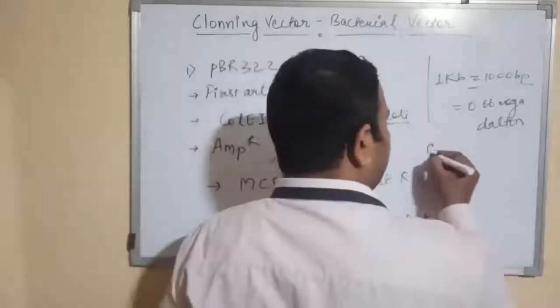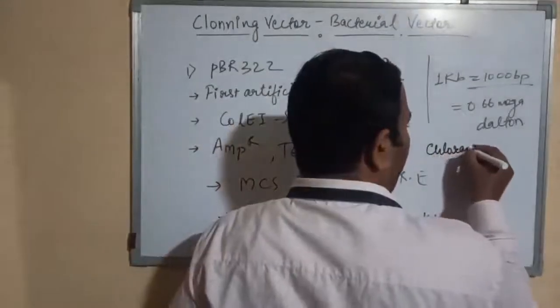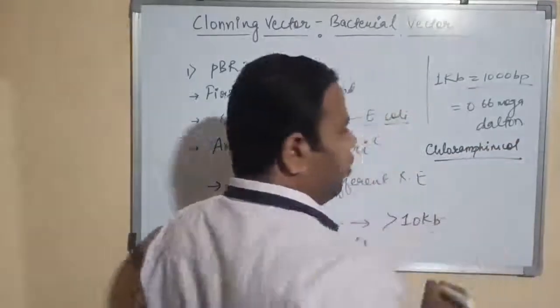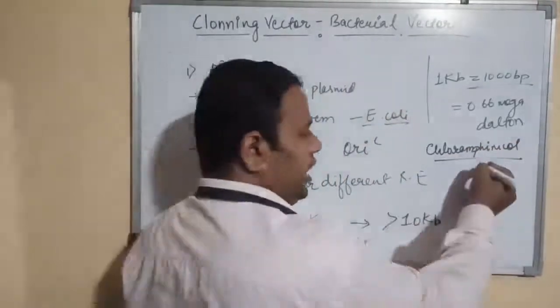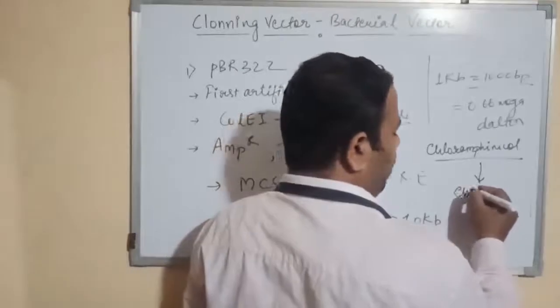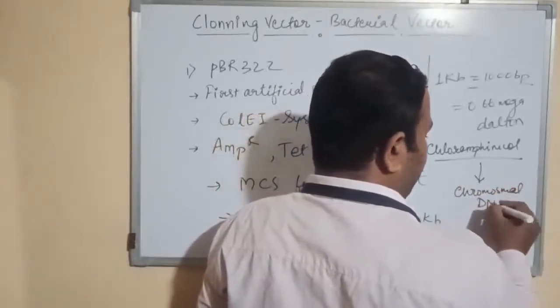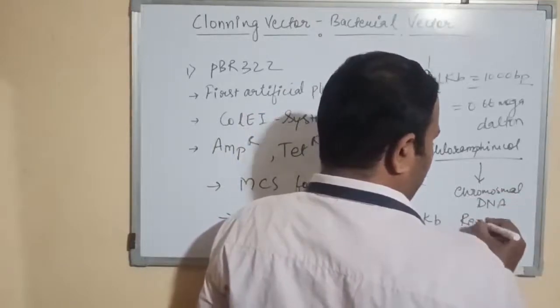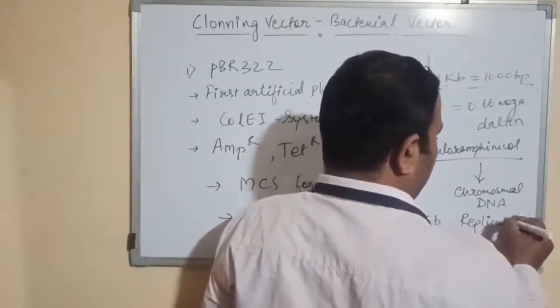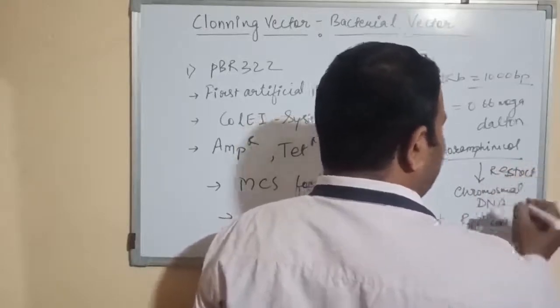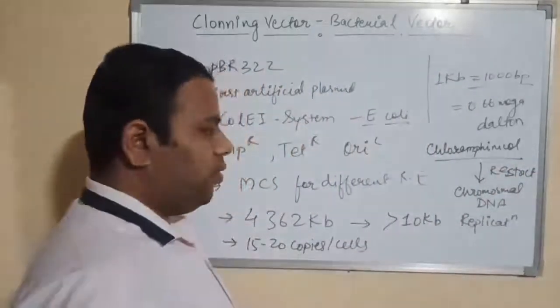This is an antibiotic. What is the role of this antibiotic? This antibiotic selectively restricts the chromosomal DNA replication. So what happens when the chromosomal DNA is not replicating?